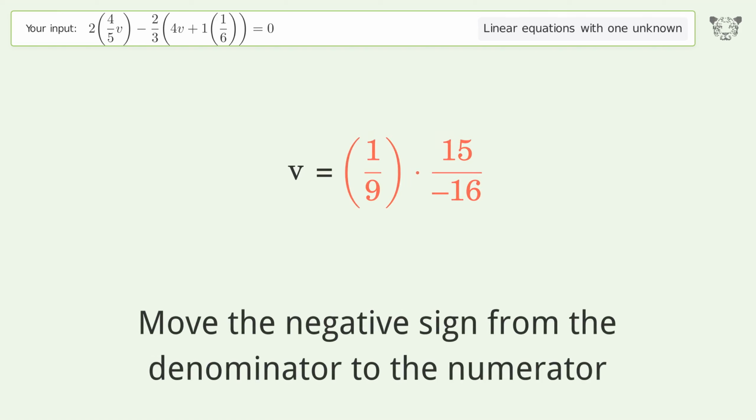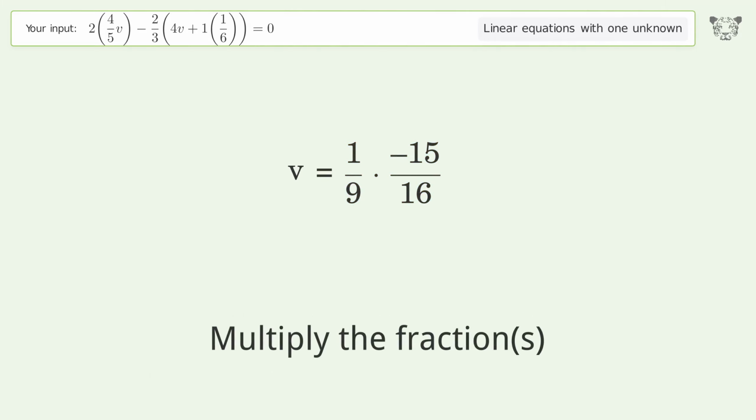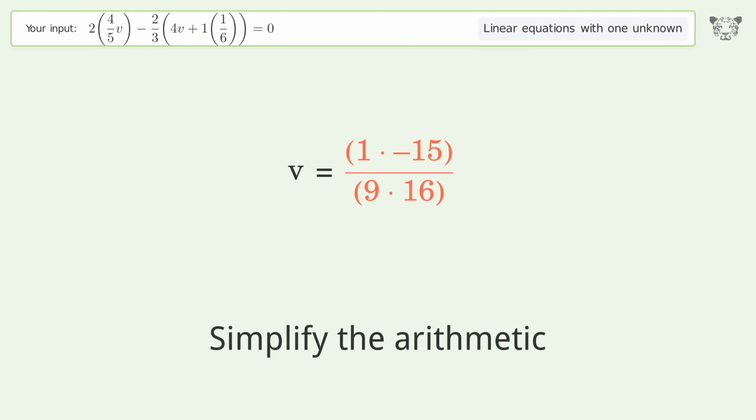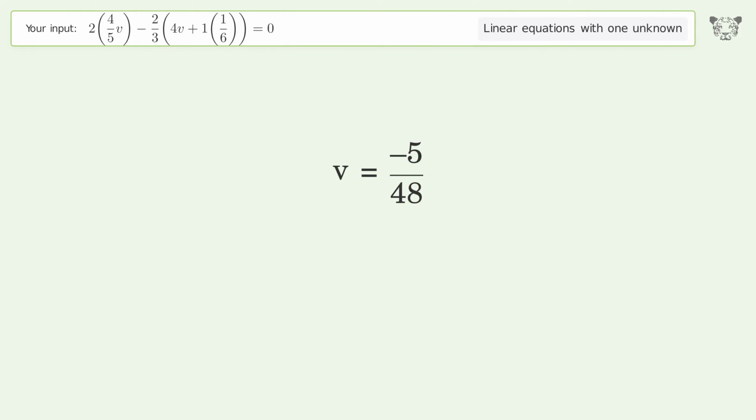Move the negative sign from the denominator to the numerator. Multiply the fractions. Simplify the arithmetic. And so the final result is v equals -5/48.